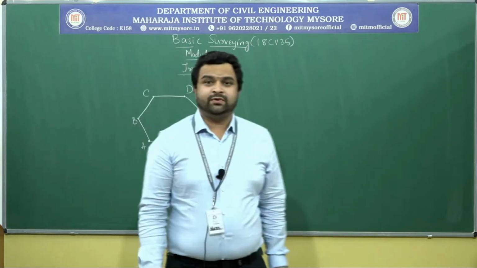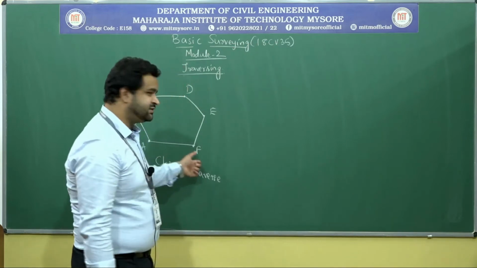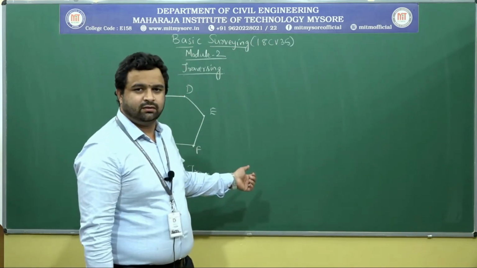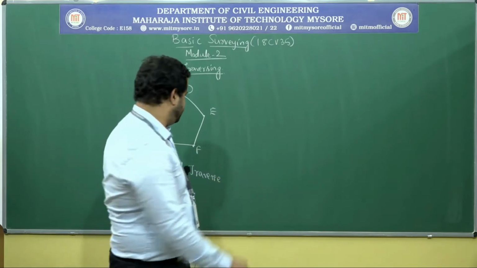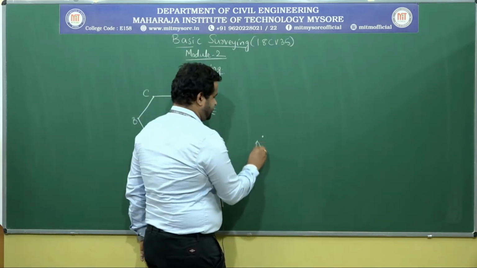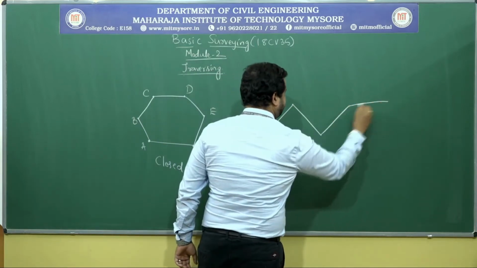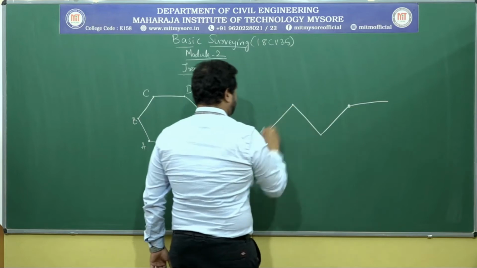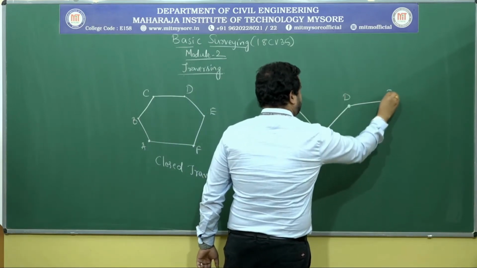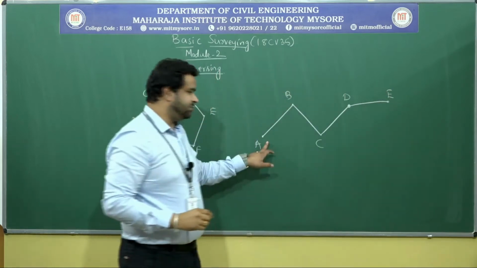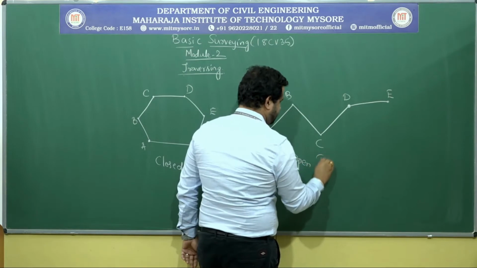Fine. So, what do you mean by an open traverse now? If the circuit ends elsewhere, then it is said to be an open traverse. For example, A, B, C, D, E. Here the end point is not meeting at the starting point.